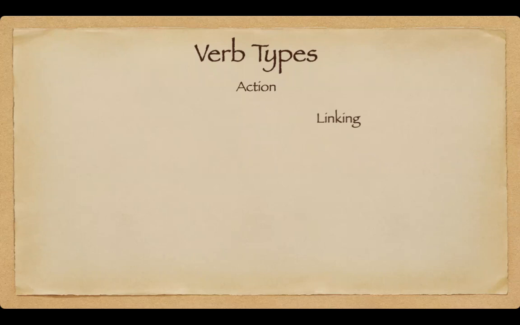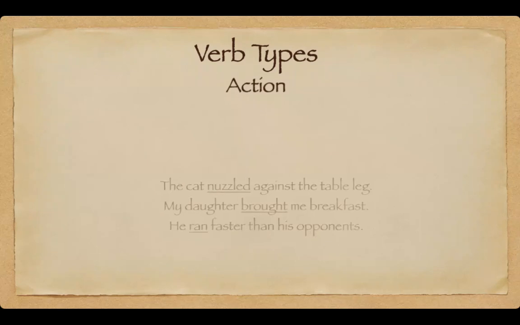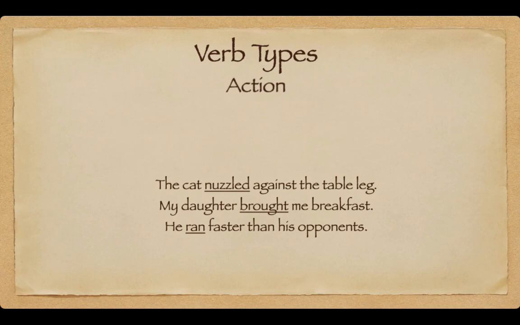When you think about verbs, you probably think of action verbs. They're usually the easiest of all the verbs to identify. Here are a few examples. The cat nuzzled against the table leg. My daughter brought me breakfast. He ran faster than his opponents.